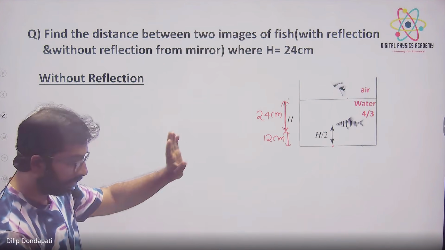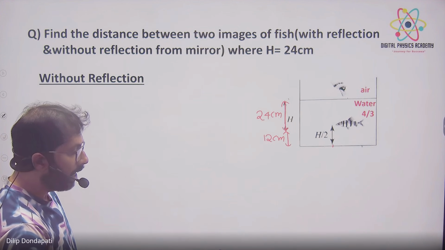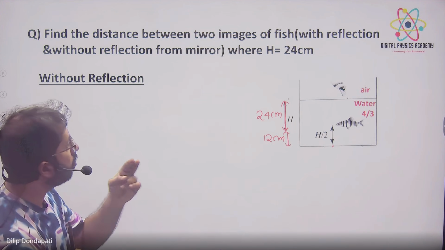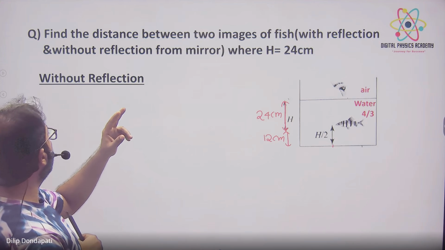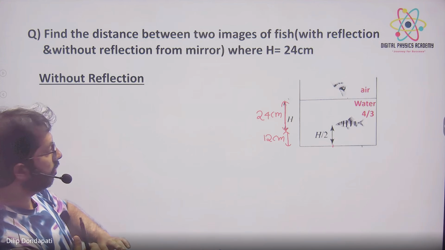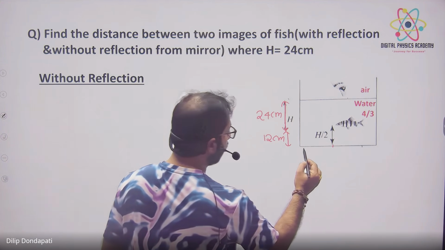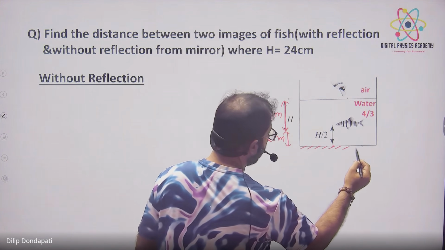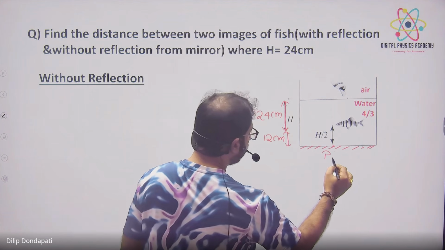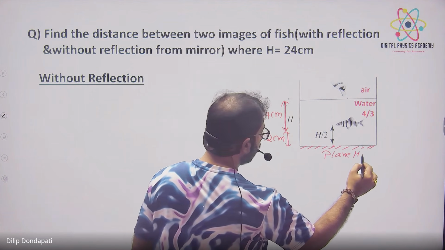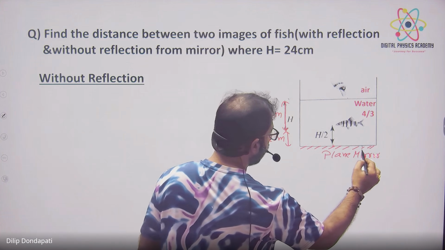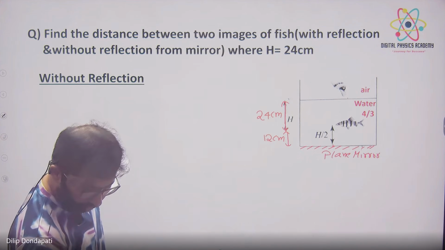The fish is above. It is asking the distance between two images of the fish, with reflection and without reflection. At the bottom, this is the plane mirror. This is the plane mirror. Now try without reflection.